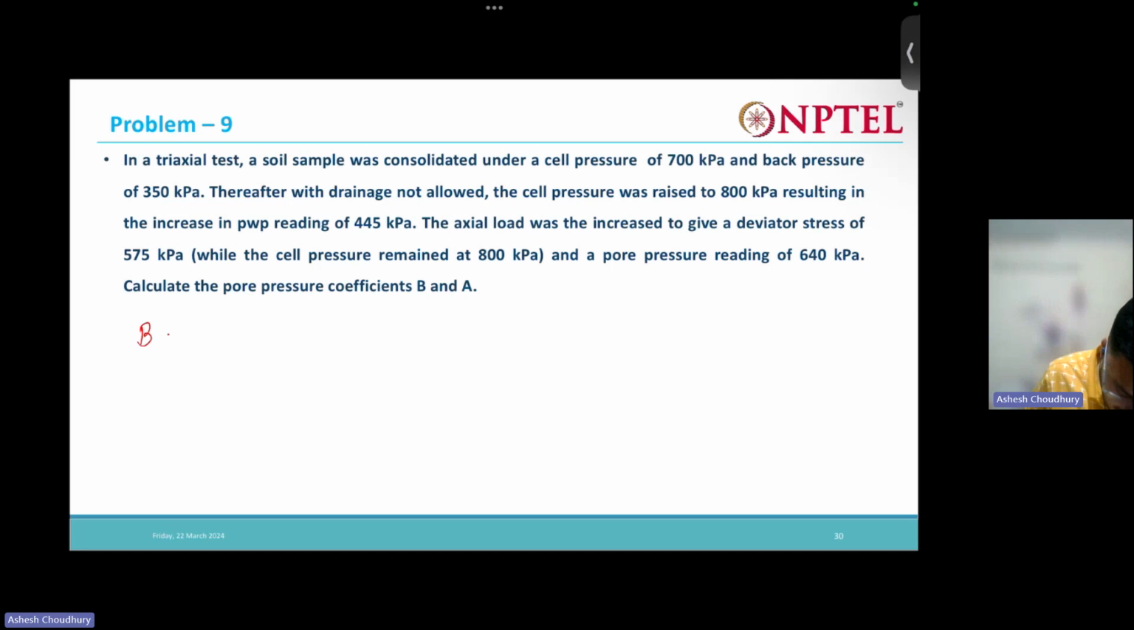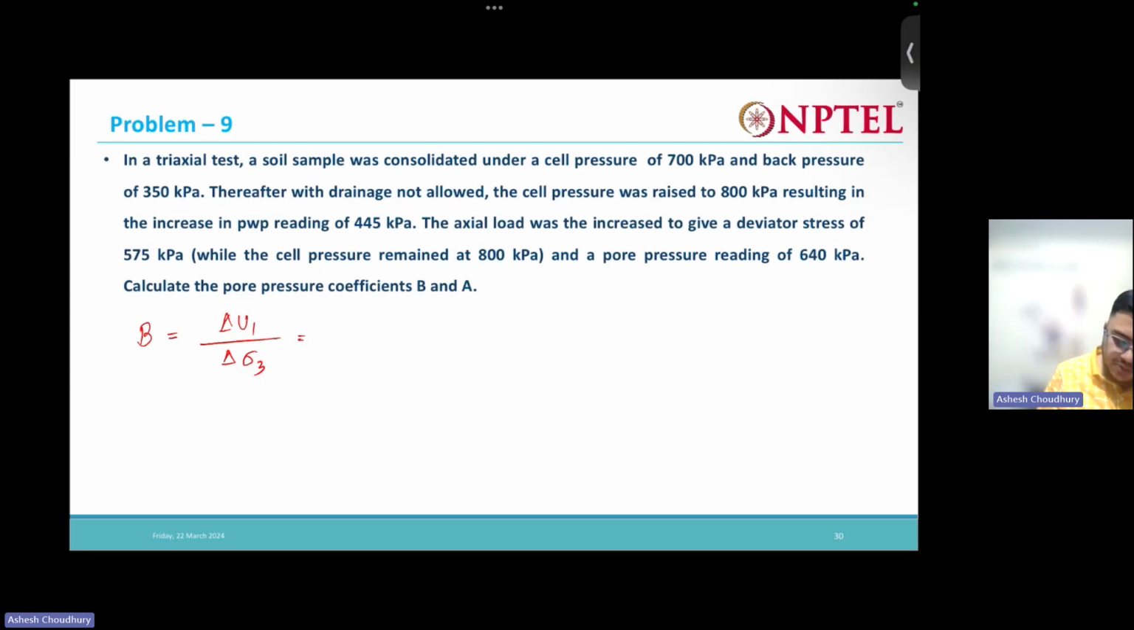First, let us calculate the B parameter, which comes from the first stage. So, what is the B parameter? Right, this is the B parameter. So it is given a soil sample was consolidated under a cell pressure of 700 kPa and a back pressure of 350 kPa. Thereafter, drainage not allowed, the cell pressure was raised to 800 kPa, resulting in the pore water pressure reading of 445 kPa. Right?